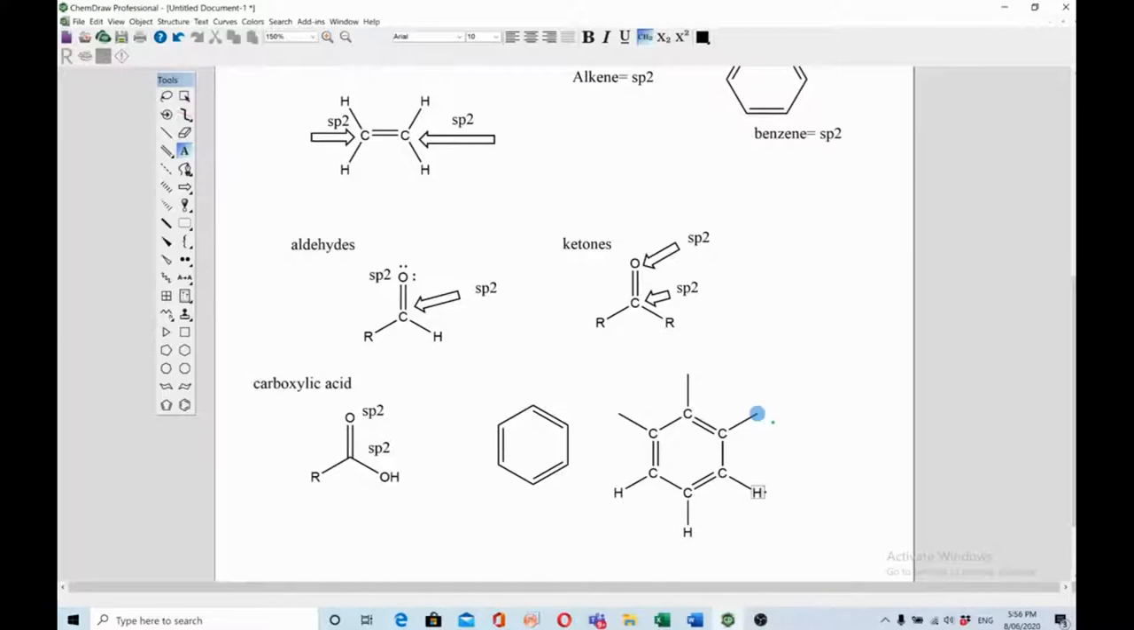It's difficult to predict, but I think if you remember the rule, count the number of bonds and lone pairs, you can easily find out.